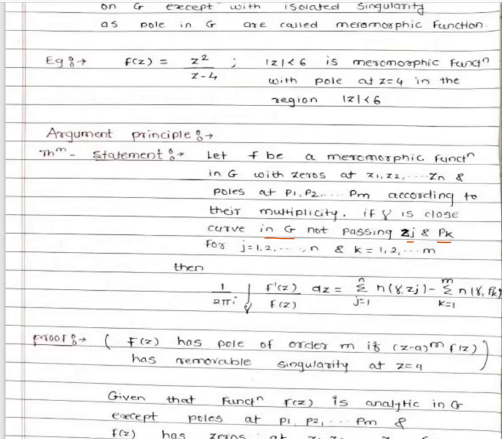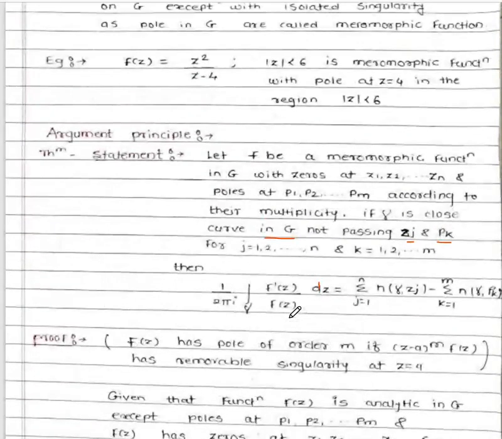then we have to show that 1 upon 2 pi i integral over gamma of f dash z upon f of z dz equals the summation j equal to 1 to n of the index of the closed curve gamma at the point zj, minus the summation k equal to 1 to m of the index of gamma at pk. So this is the statement of the argument principle. Now we will see the proof of this principle.